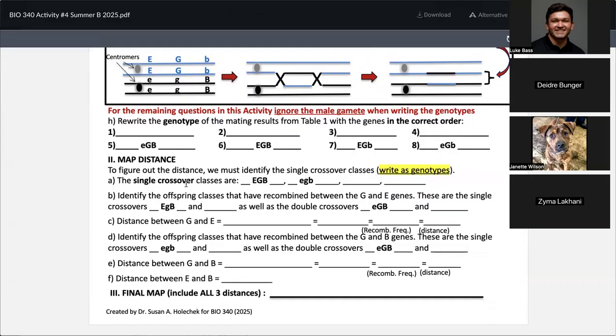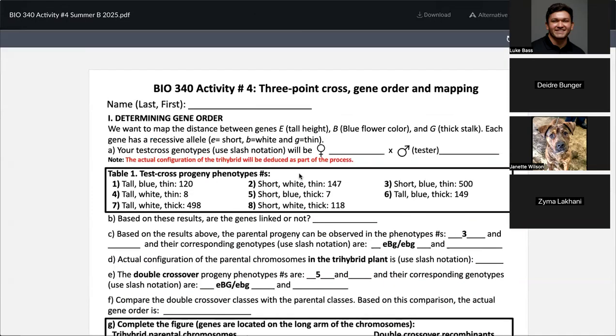Your single crossover classes are going to be the in-betweeners. So you have two parental genotype or phenotype groups, the 500 and 498. Then you're going to have the double crossover groups, which are going to be these two lowest numbers. And then the single crossovers are the other four, so the 120, 147, 118, 149.